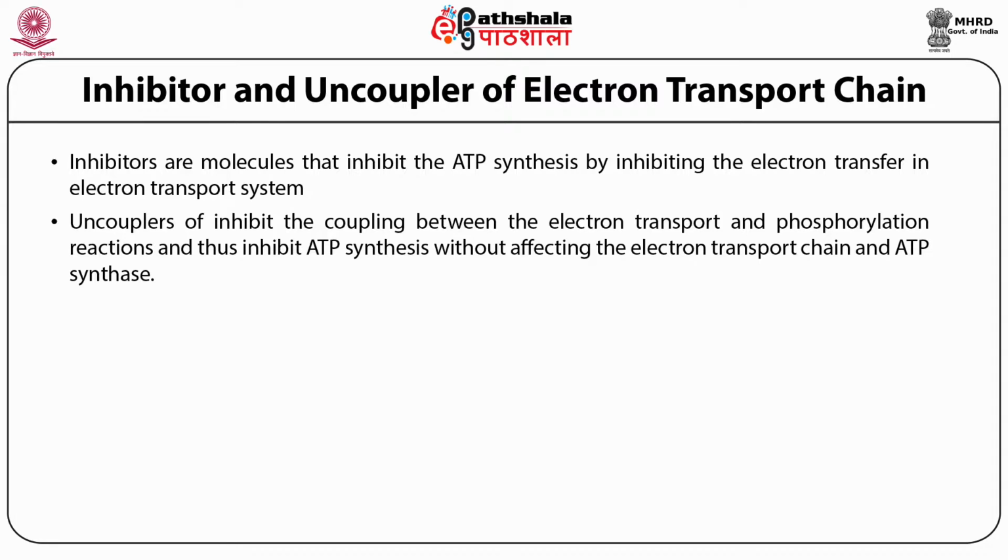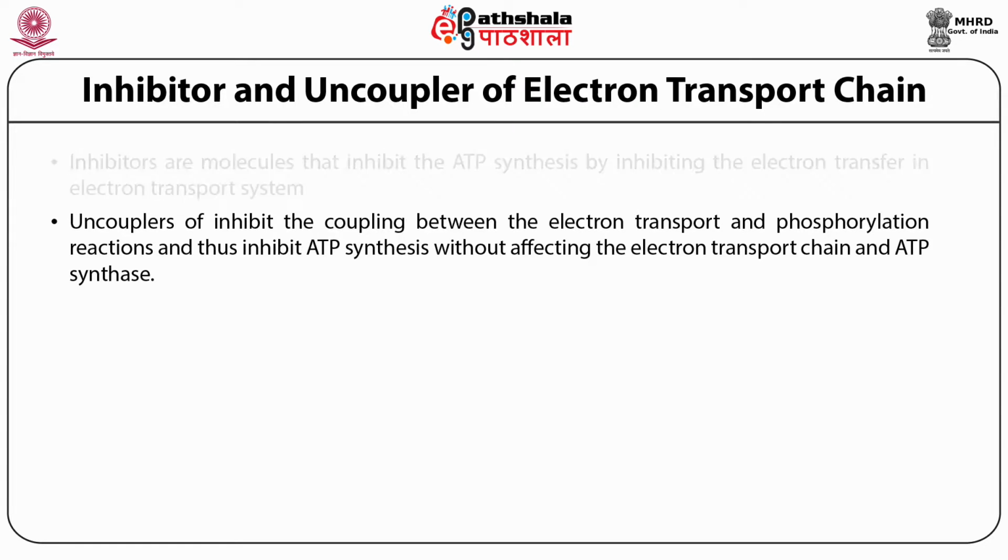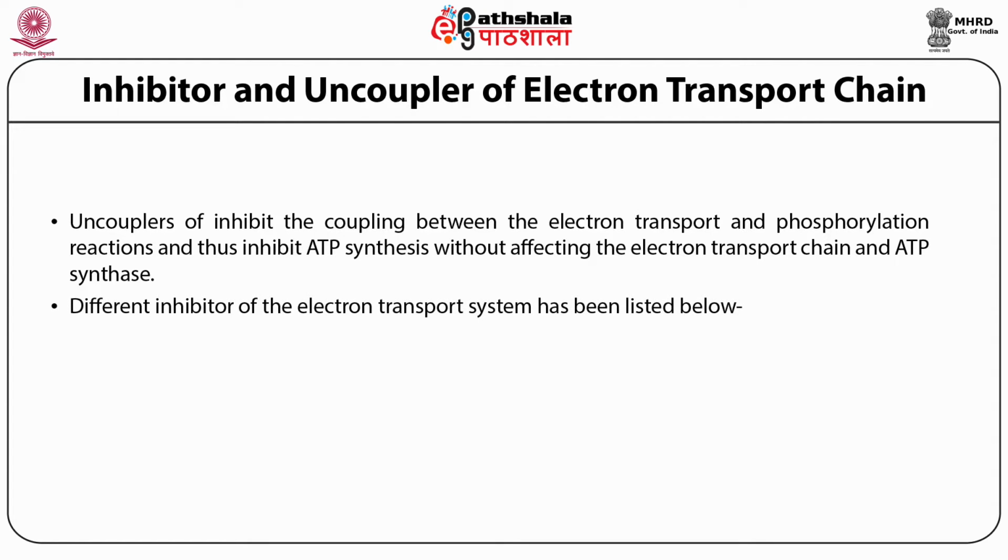So coupling where? Between electron transfer and phosphorylation step. Therefore, uncoupler inhibits ATP synthesis by breaking the interaction between electron transfer and phosphorylation, while inhibitor inhibits ATP synthesis by blocking the electron transport system. Similarly, we will have different electron transport inhibitors and uncouplers. So first of all, I would like to give you information about inhibitors.